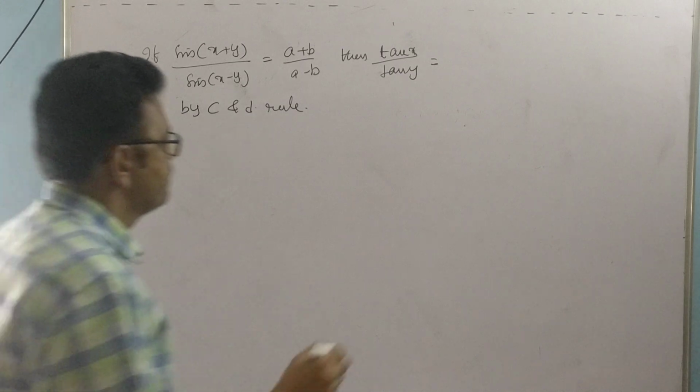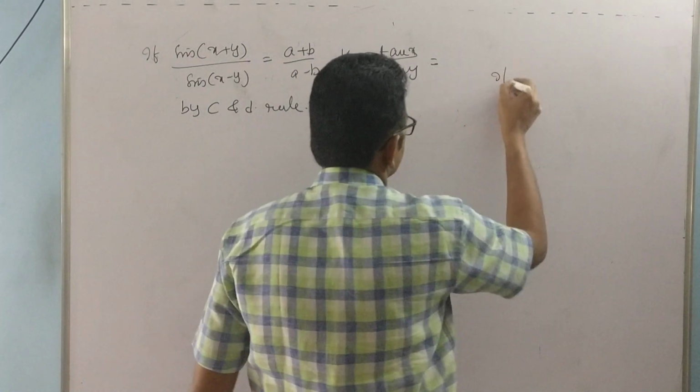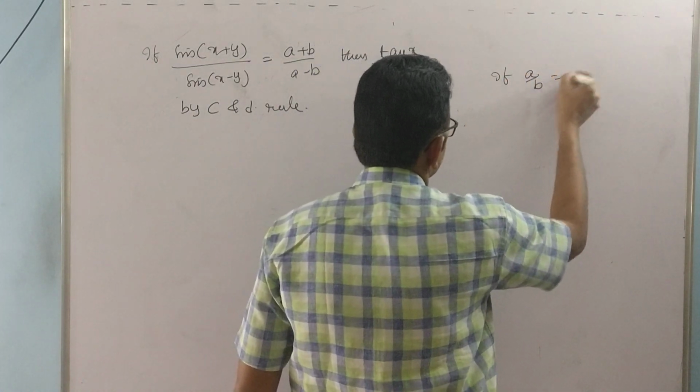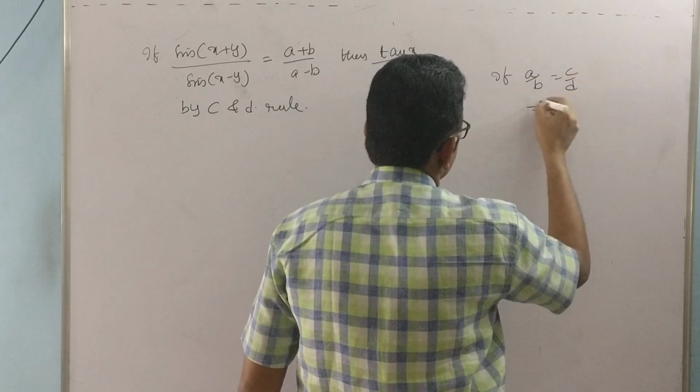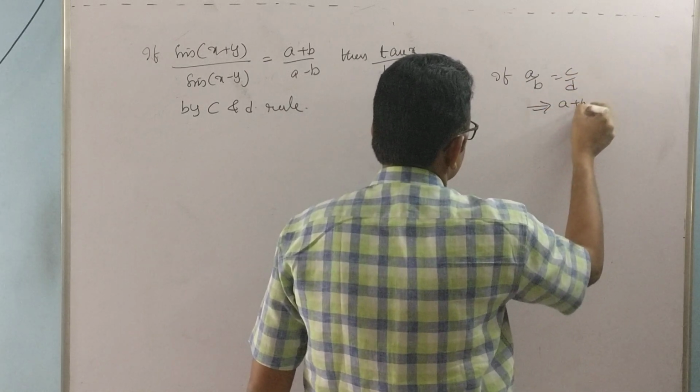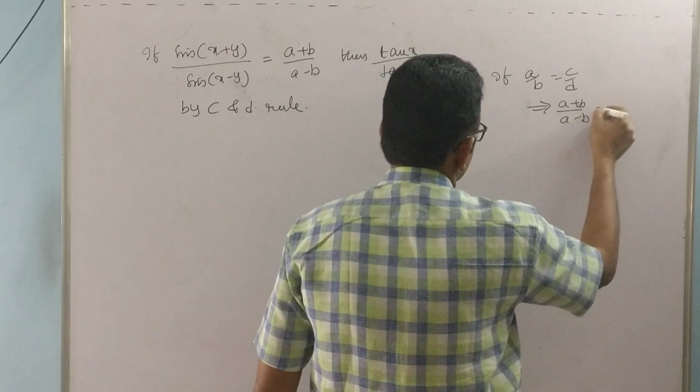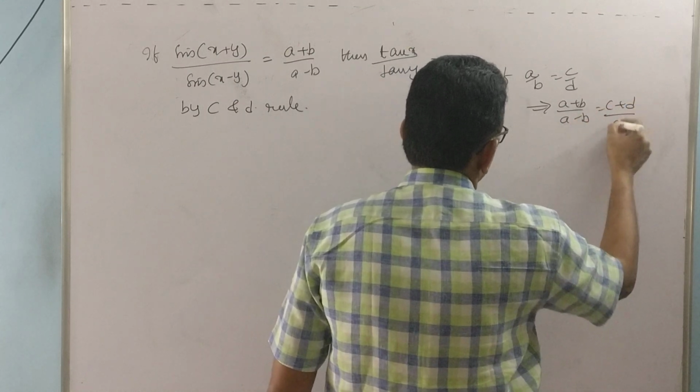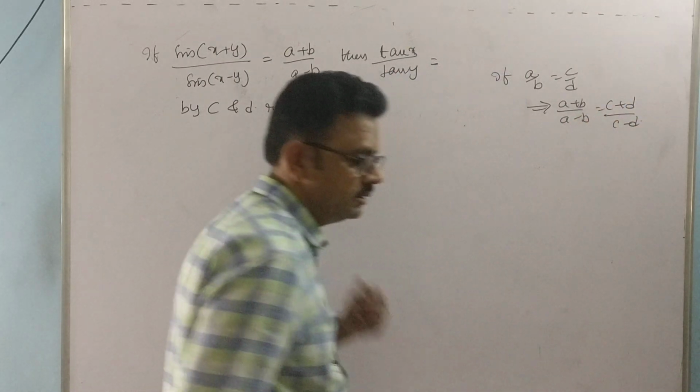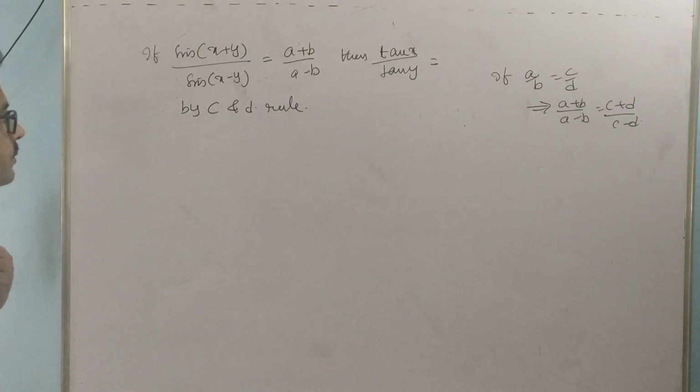What is componendo and dividendo? If a by b is equal to c by d, this implies (a plus b) by (a minus b) is equal to (c plus d) by (c minus d). So this is the componendo and dividendo rule.